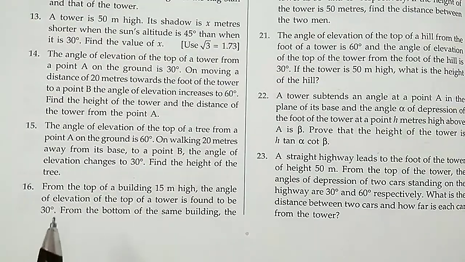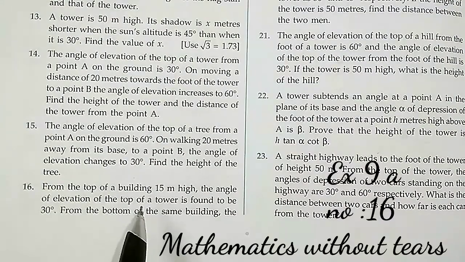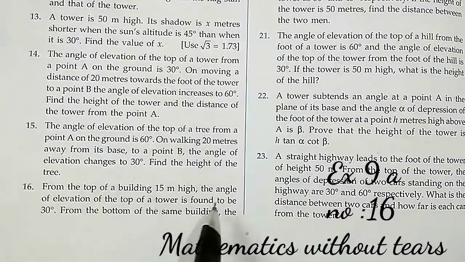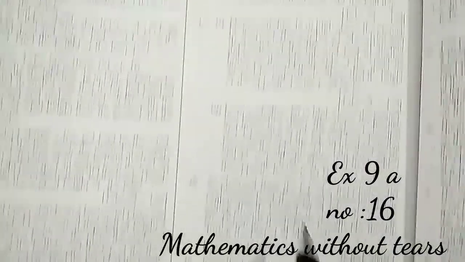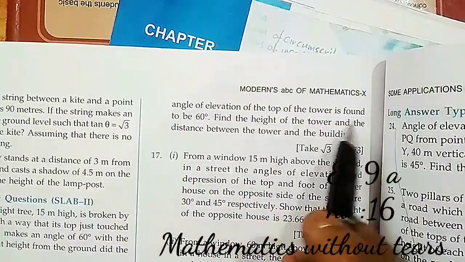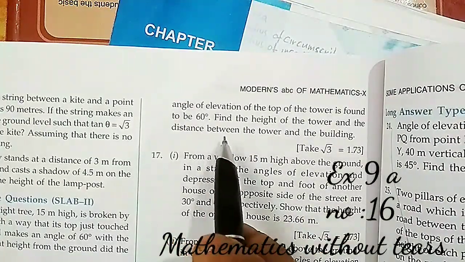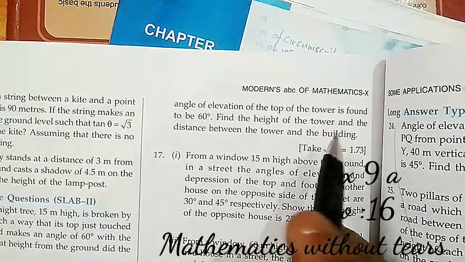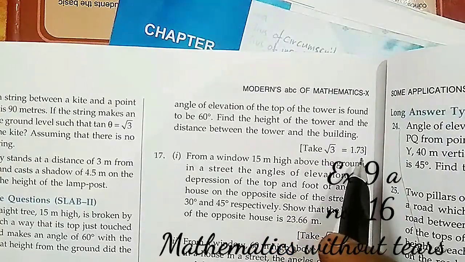In question number 16, it is given, from the top of a building 15 meter high, the angle of elevation of the top of a tower is found to be 30 degree. From the bottom of the same building, the angle of elevation of the top of the tower is found to be 60 degree. Find the height of the tower and the distance between the tower and the building, and here it is given root 3 is 1.73.